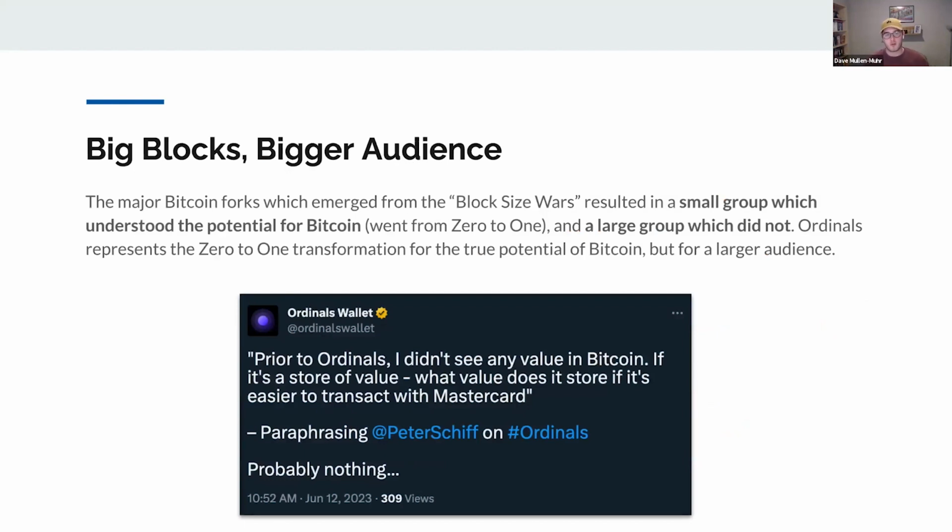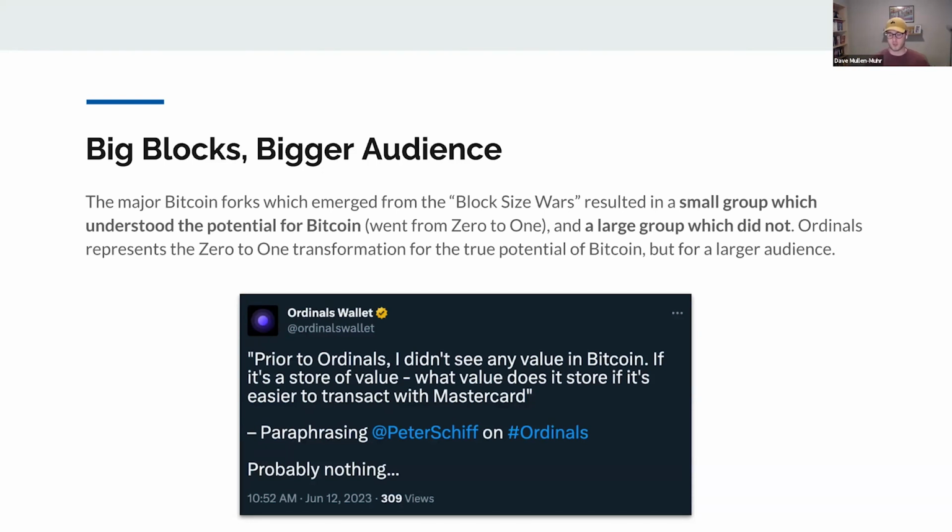The major Bitcoin forks, which emerged from the block size wars from 2017, kind of fragmented the community into two groups. One small group understood the potential for Bitcoin, so they already had this 0-to-1 transformation, but that was a much smaller group. So the vast majority of the mind share in the blockchain space really just never considered this. Most people, including Peter Schiff, who's the subject of the screenshot, prior to Ordinals didn't really see the point. And now he's relatively bullish on using Bitcoin to do interesting things.